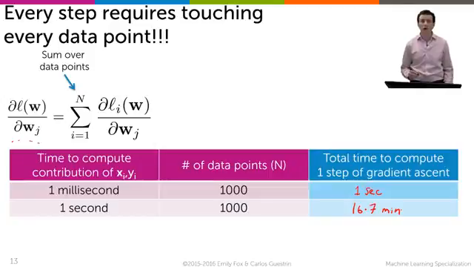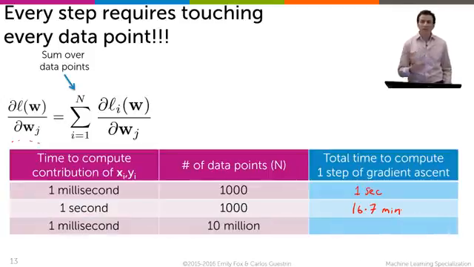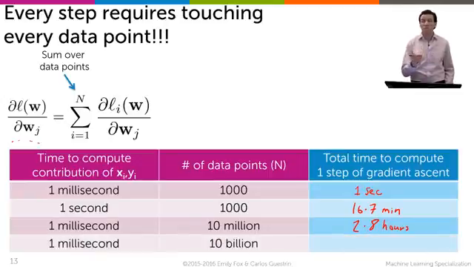Now things are getting a little bit more complicated. 16.7 minutes is a lot to wait. But 1,000 data points is nothing. We said YouTube has 5 billion data points per day or more. So let's say that we're going back to the 1 millisecond case. It only takes 1 millisecond to compute that gradient contribution, but you have 10 million data points. What happens? Well, the total time now becomes 2.8 hours. So things are starting to get nasty. But again, 10 million data points is not that much. YouTube has 5 billion, 10 billion more per day.